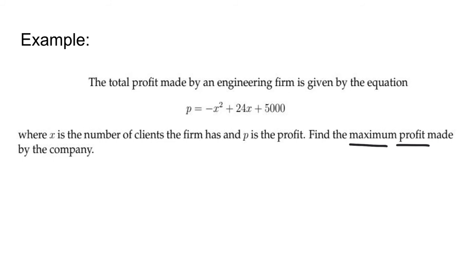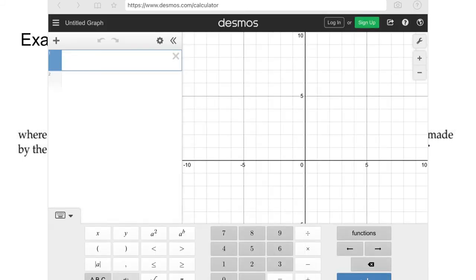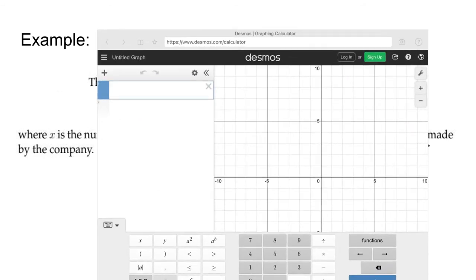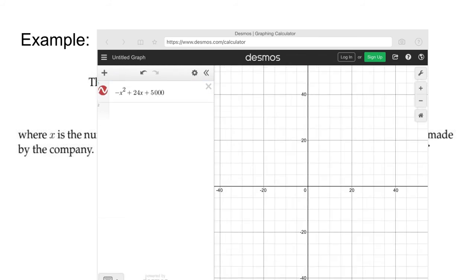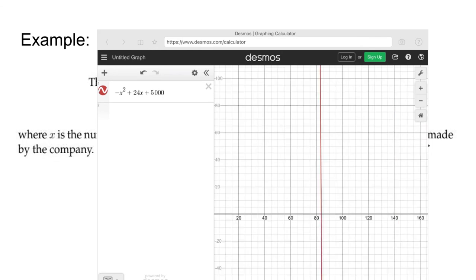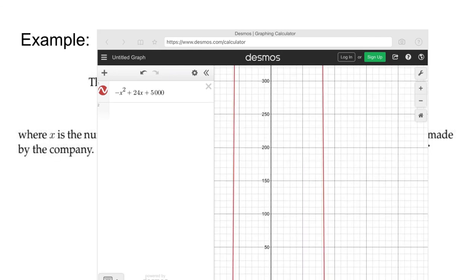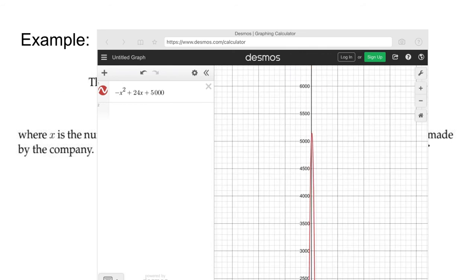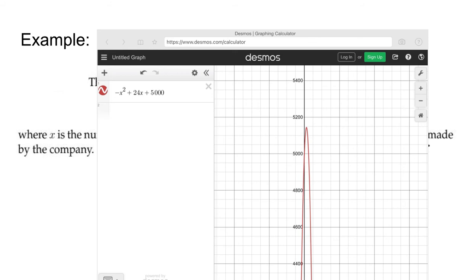So again, if I want to see that maximum, I'm going to graph it and find the highest point. So negative x squared plus 24x plus 5,000. All right. And so somewhere in here, far, far away. And look, sometimes with these word problems, you're going to get these really large parabolas. But if you can just zoom until you get where you need to get with it.